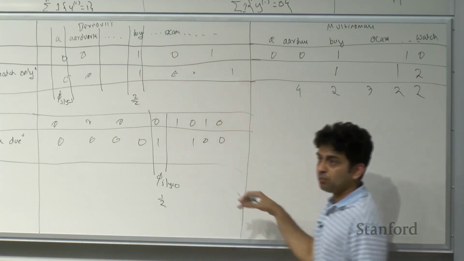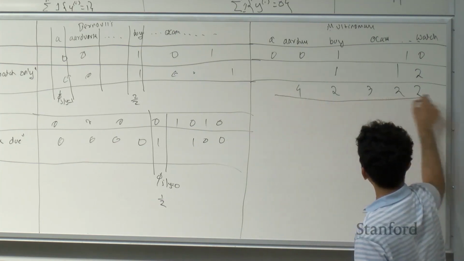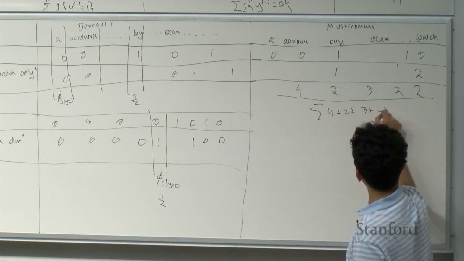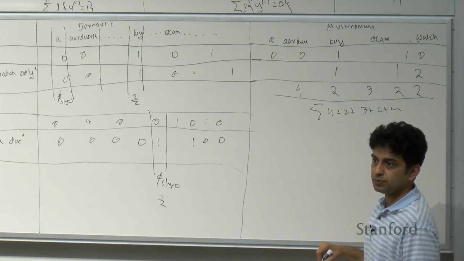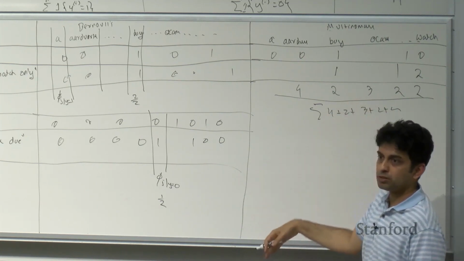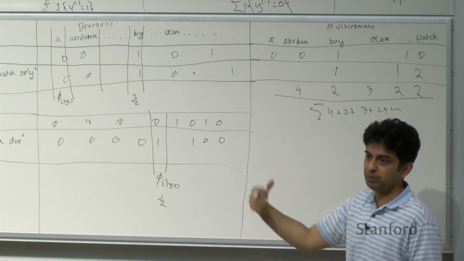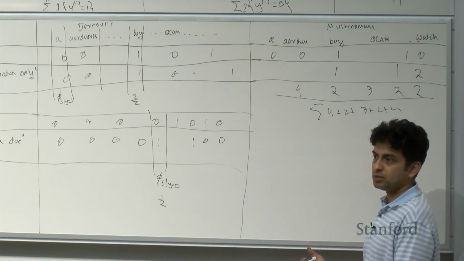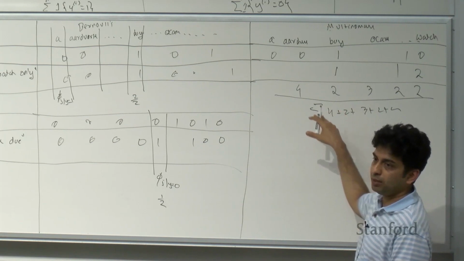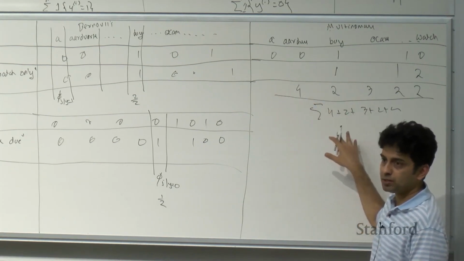Right? In the multinomial model, we want a distribution over words. So we're going to normalize this entire thing by summing over 4 plus 2 plus 3 plus 2 plus 2. So the multinomial model gives us a distribution over words of how frequently that word appears in spammy messages or non-spammy messages. And it doesn't care about whether the word appears 1,000 times in one message or appears once in 1,000 different messages. The multinomial model doesn't care.